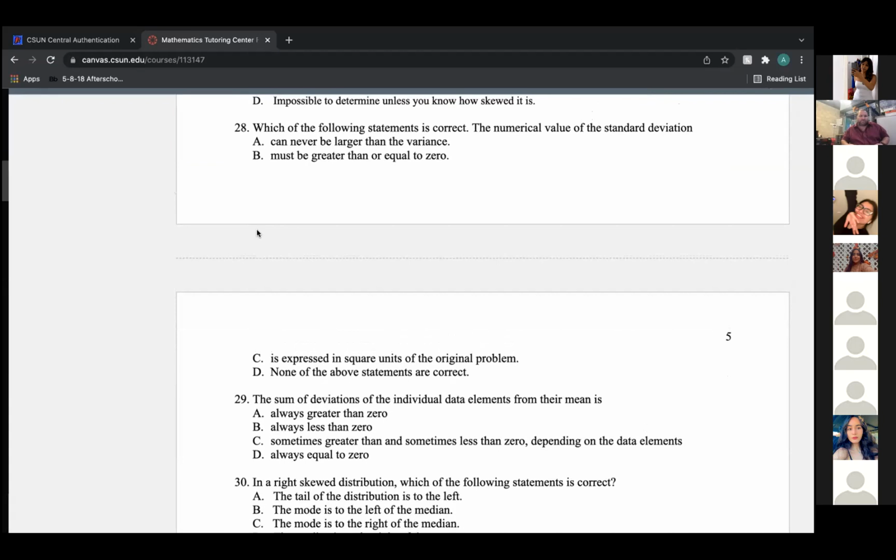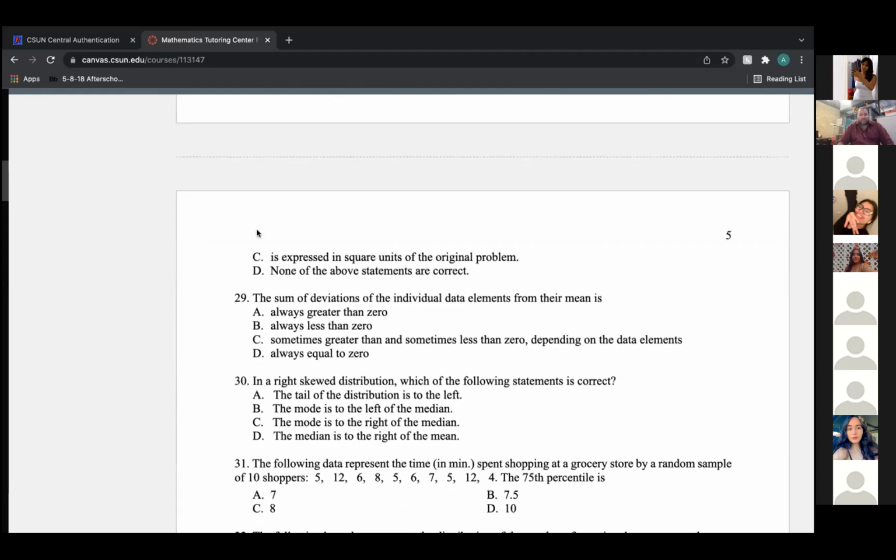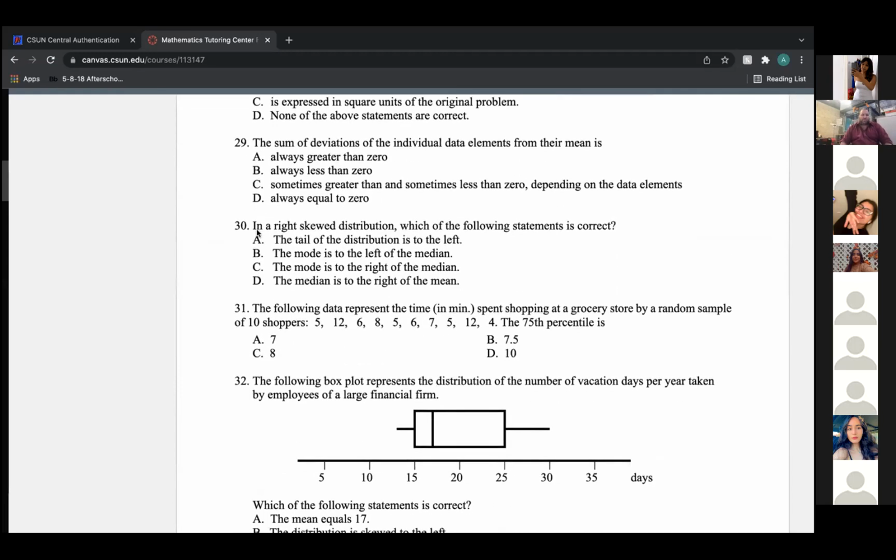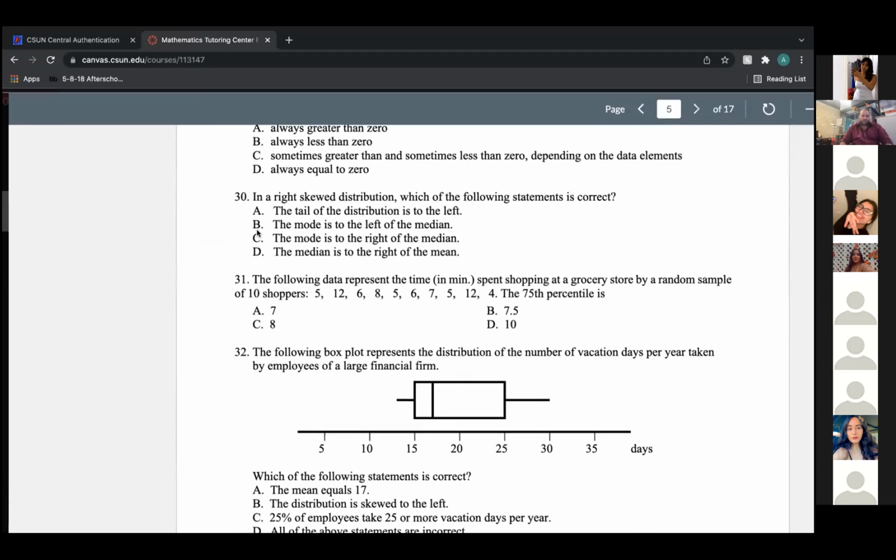B, it must be greater than or equal to zero. This is correct. It must be greater than or equal to zero because it is a positive square root. It's a measure of spread. You can't have a negative spread. It makes no sense. C, it's expressed in square units. Well, that's false. So the answer is B.